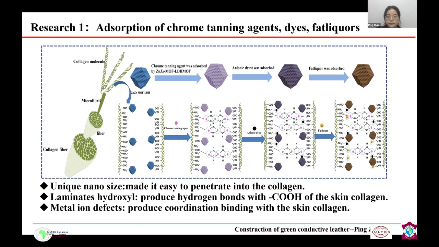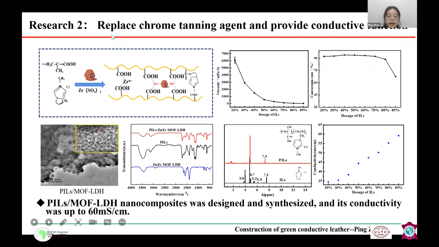The second aspect is about the PALS MOF LDH replacing the chrome tanning agent and providing a conductive function. In this aspect, we designed and synthesized a new type of PALS and introduced the MOF LDH in the first step to the PALS to synthesize a composite named PALS MOF LDH composite. We found that this polymer has a high conversion rate and low viscosity. What is worth mentioning is that it has a high conductivity, which could be up to 16.